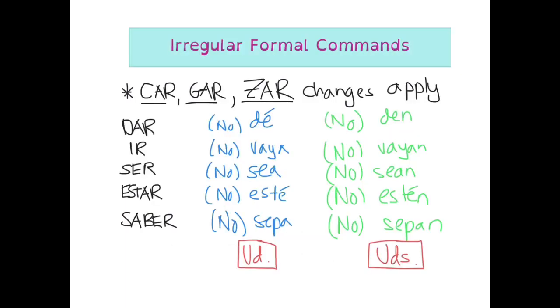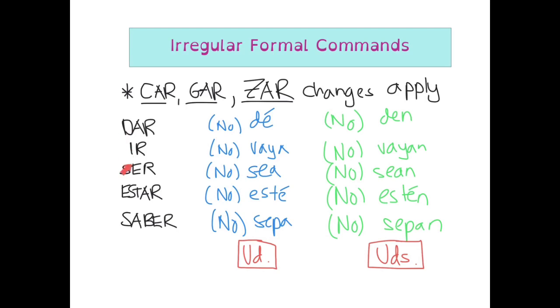And of course, we know there were irregulars coming, right? I mean, it's Spanish. There's going to be some irregulars in these verb forms. Well, irregular formal commands are pretty simple, especially if you've learned tú commands ahead of time. Car, gar, zar changes still apply, so verbs that end in car, gar, or zar will have their usual spelling changes. So the C in car will change to a QU, the G in gar will change to a GU, and the Z here changes to a C. So just be aware those changes still apply before you add on your endings.